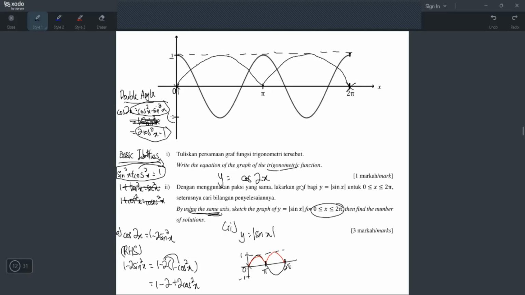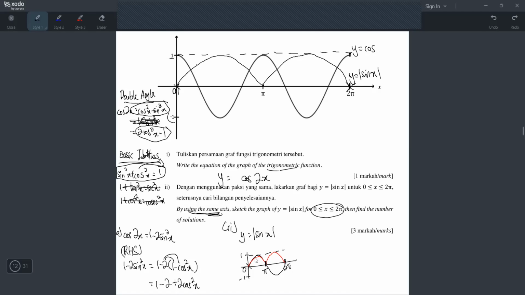So this is the equation for y equals modulus sine x, and then the top one is the equation for cos 2x. Okay. So remember, if the line is like this, when you reflect up, it will not look like this. Okay, please. If it looks like this, when you reflect, you get something like this. All right. Okay, I think done already. This is part 1, which is sketch the graph.